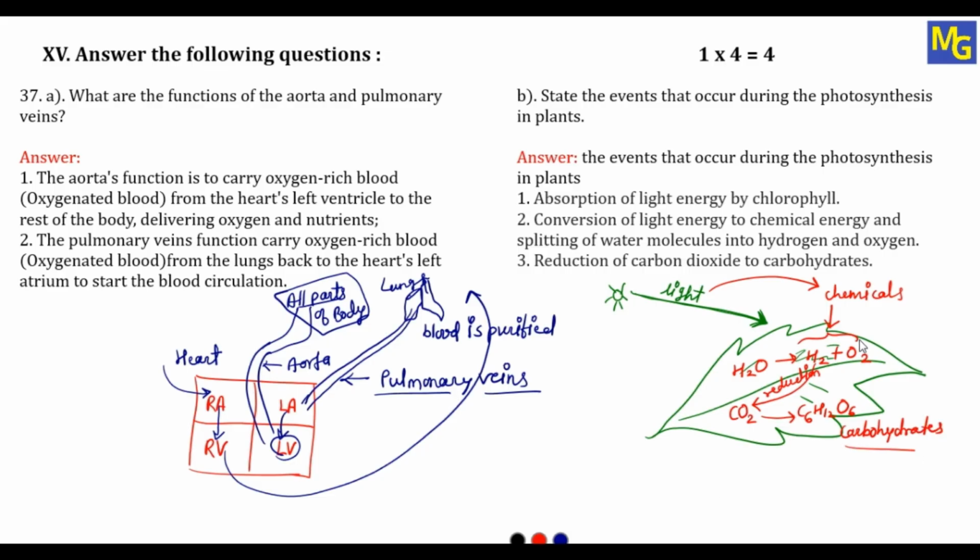And what about this oxygen? This is the oxygen which will be produced by the plant as a byproduct, and this oxygen all living organisms, animals, are using for respiration. So these are the steps which occur during photosynthesis. I hope you understood all these steps. All these steps are also there in the NCERT book. From there only I have taken this to explain to you. Now we are going to move on to the next question.